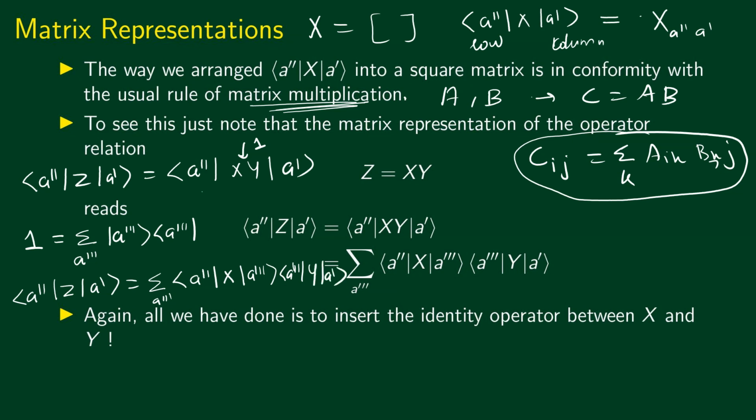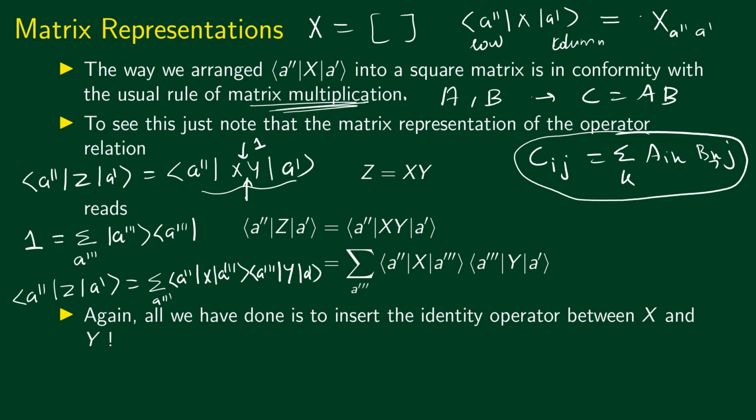Look at this expression. I have just introduced an identity operator in between. Let me write it clearly: bra a double prime X ket a triple prime bra a triple prime, this comes from the identity operator, and then I've got Y and then ket a prime.